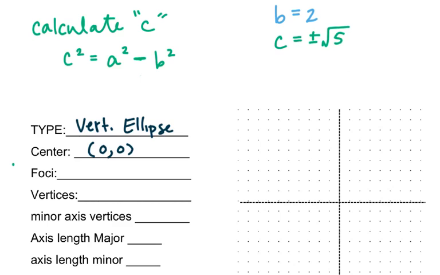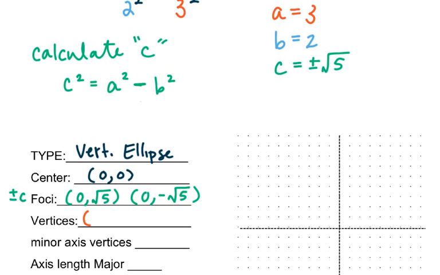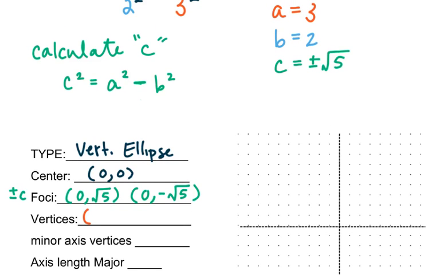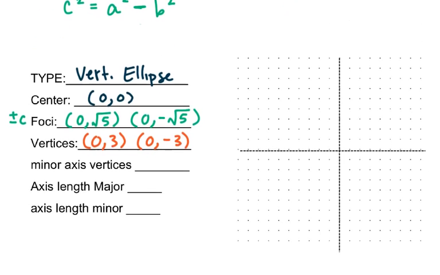The foci are always formed by plus or minus C. Since it's vertical, my C change is going to be on the major axis. That's going to be up and down on the y. So I have two foci, 0, square root of 5, and 0, negative square root of 5. My vertices also on the major axis, those come from my A value, which I see here is 3. So I have 0, 3 and 0, negative 3.